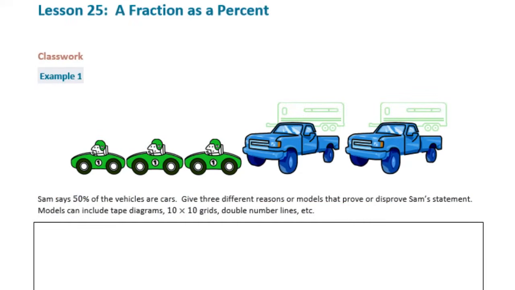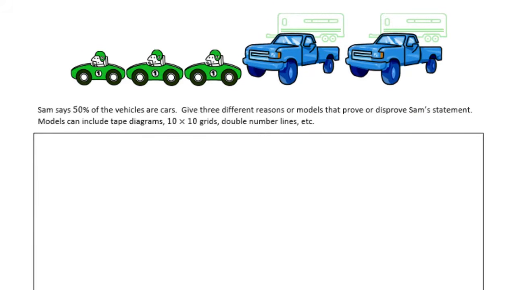6th grade, Module 1, Lesson 25, Classwork. Example 1. Sam says 50% of the vehicles are cars. Give 3 different reasons or models to prove or disprove Sam's statement. Models can include tape diagrams, 10 by 10 grids, double number lines, etc.